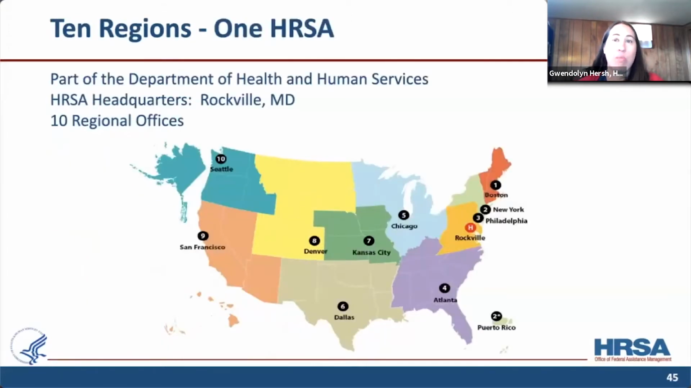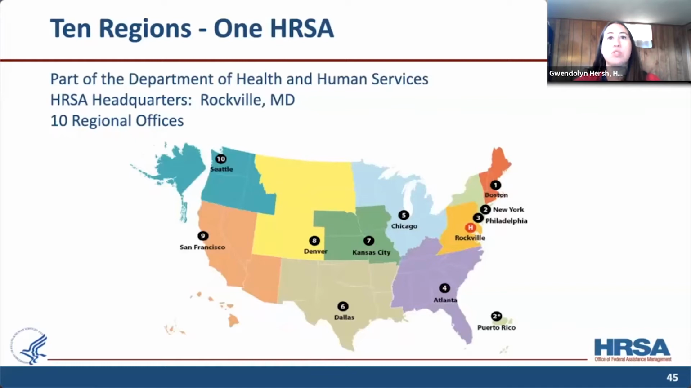HRSA is one of 11 operating divisions under the Department of Health and Human Services, HHS. Some of the others include the CDC, CMS, which is the Center for Medicare and Medicaid Services, Administration for Community Living, SAMHSA, which is the Substance Abuse and Mental Health Services Administration, the FDA, NIH, which is the National Institutes of Health, and then there are other offices such as the Center for Faith-Based and Neighborhood Partnerships, Office of Civil Rights, and our headquarters is located in Rockville, Maryland.